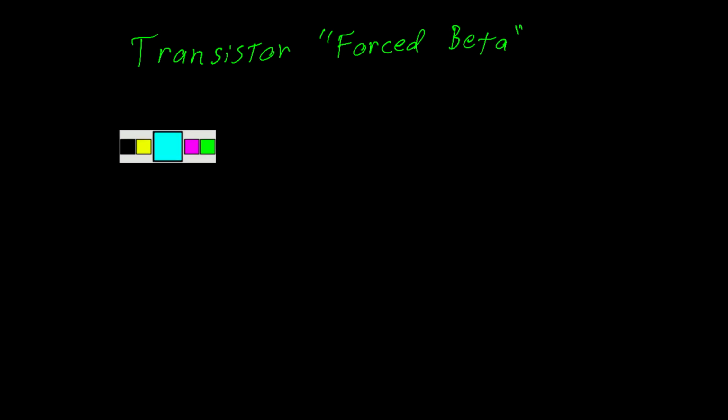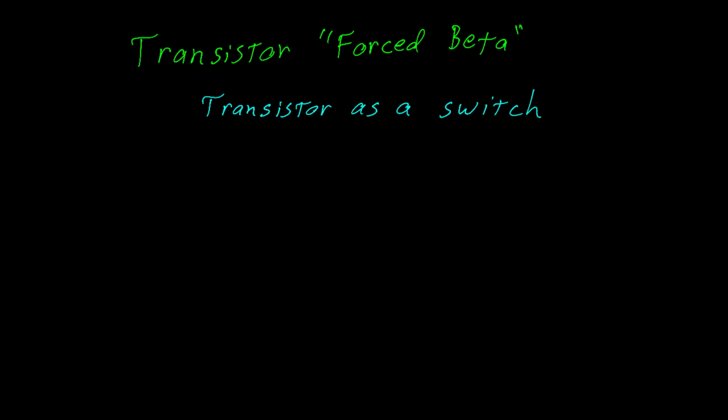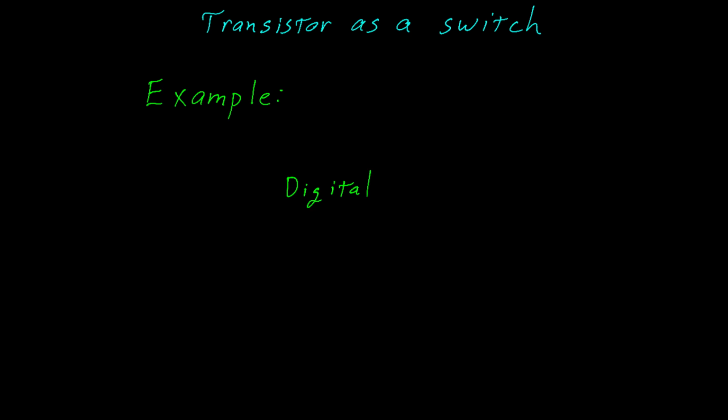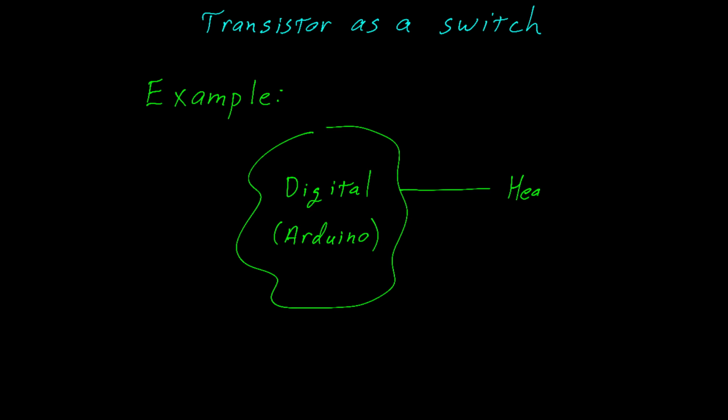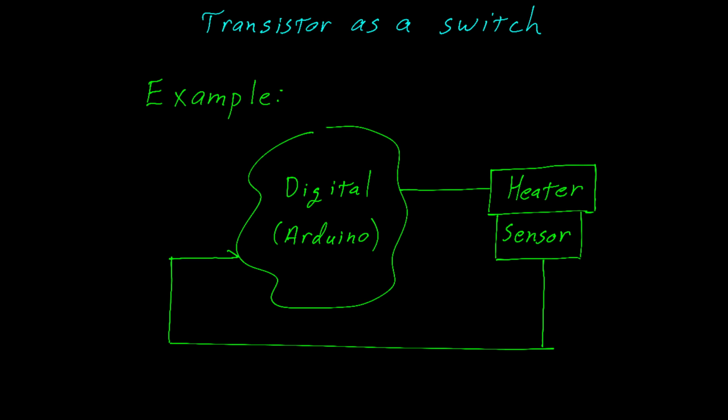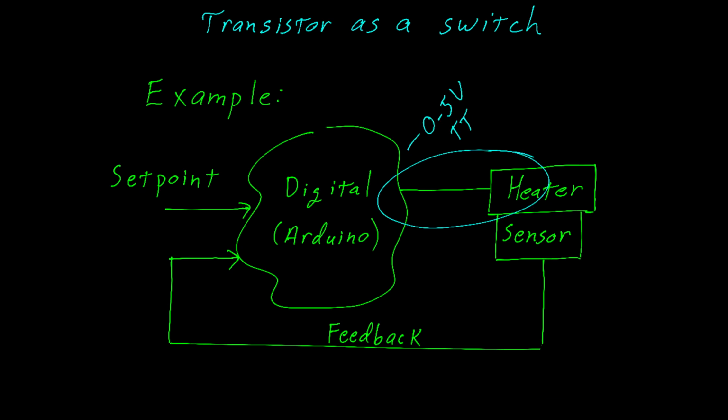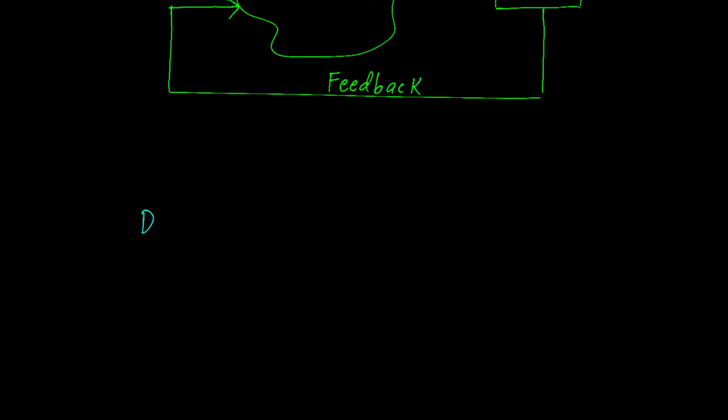Transistor forced beta is an operating condition that we talk about when we're using the transistor as a switch. For example, suppose you have a digital system that you want to control a heater. That heater has a sensor. We have a little bit of feedback, and then we have a set point. What we want to focus on is that digital to heater interface. How do you change that 0 to 5 volts TTL level to something suitable to driving a moderately powered heater?